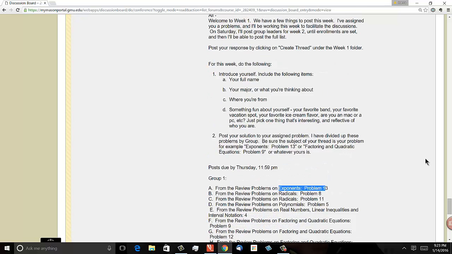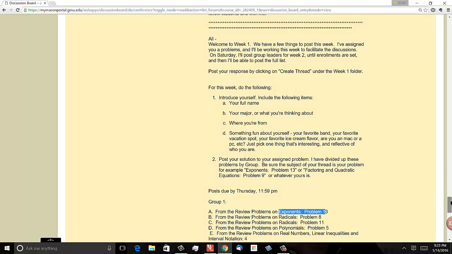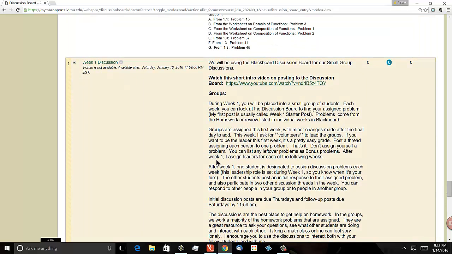Then you are also supposed to respond to 2 other discussions. They need to be substantive responses. So saying things like, you did a great job, is not really that helpful in this math class. You need to try and either give advice if you've done something differently, or point out if you see something that's happening wrong.